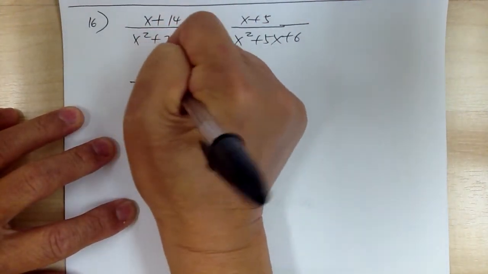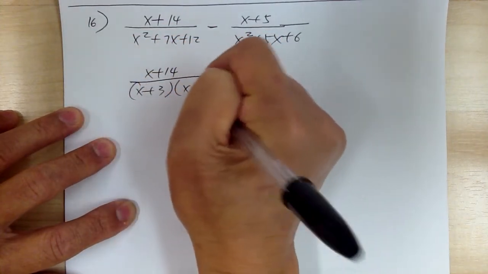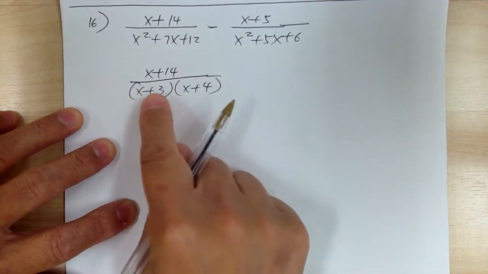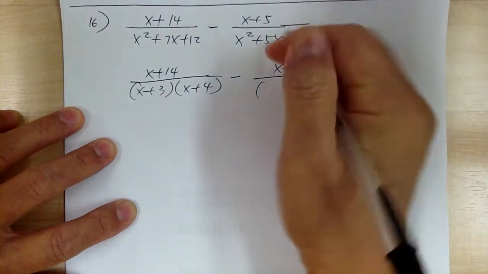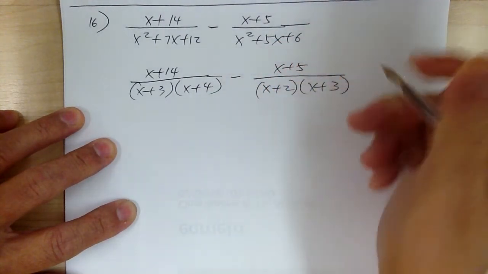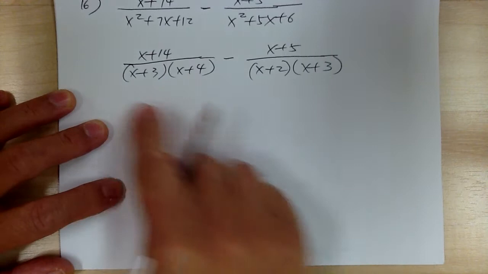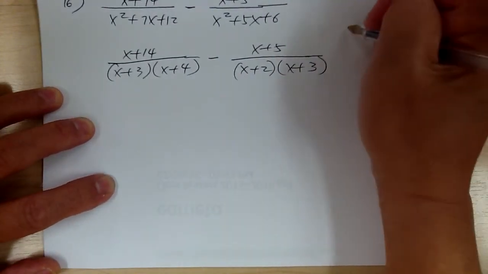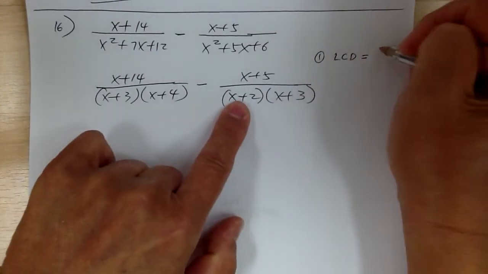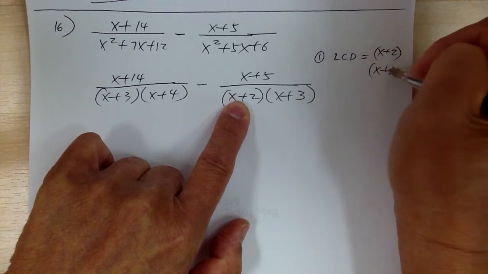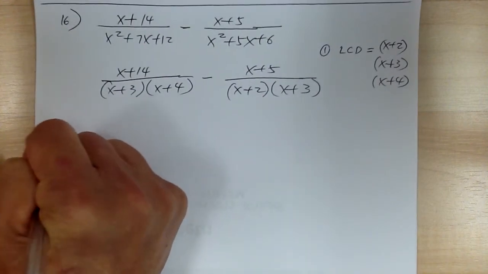So this one, you can get your master product. So you're going to get the x plus 3, x plus 4, right? 3 plus 4 gives you 7. 3 times 4 gives you 12, right? So this would be x plus 2, x plus 3. Again, you can check very quickly. 2 plus 3 gives you 5. 2 times 3 gives you 6. Okay, so once you do this, you can figure out your LCD. So step 1, your LCD is equal to x plus 2, x plus 3, and x plus 4. That's your LCD.